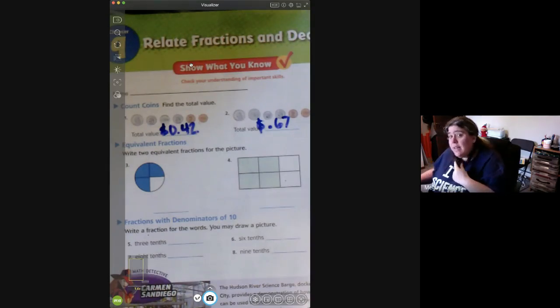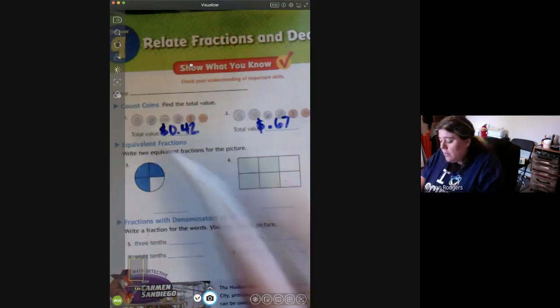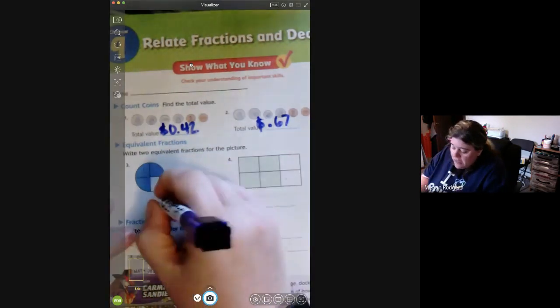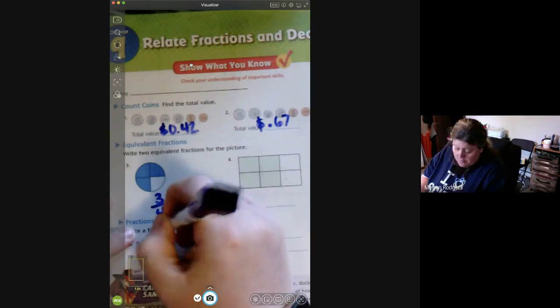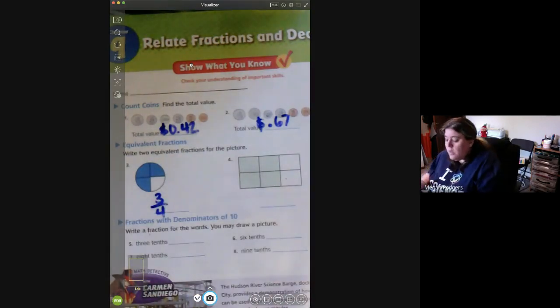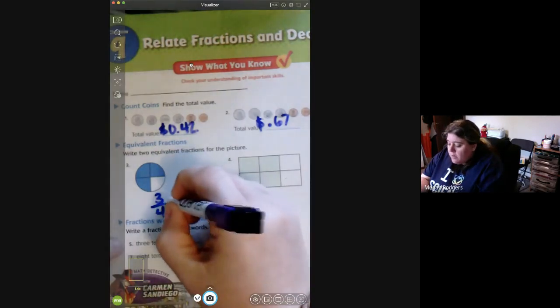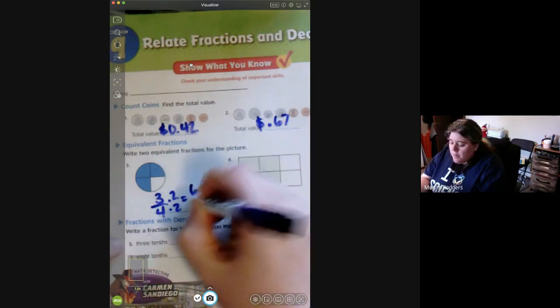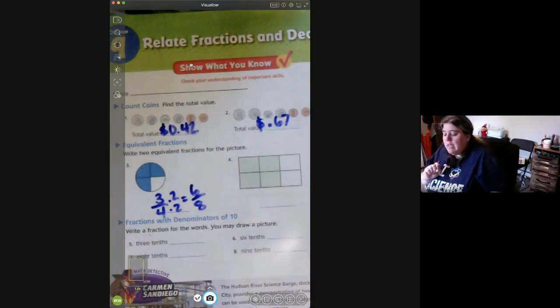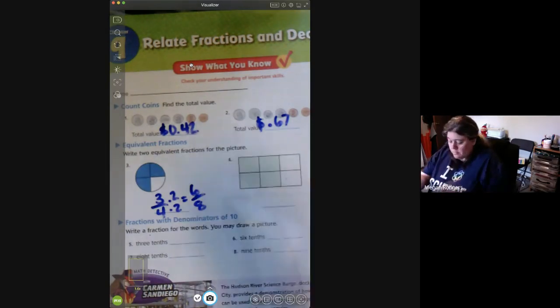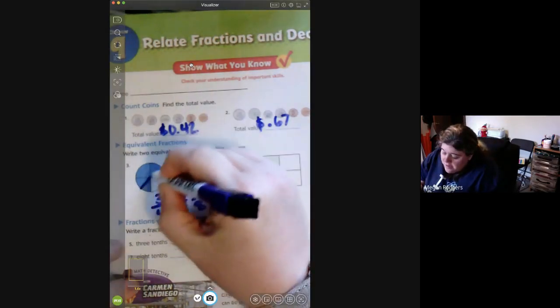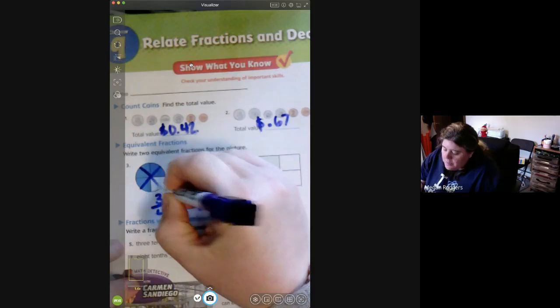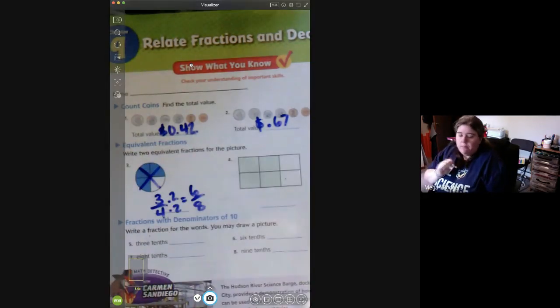Hopefully you caught that it asked for 2. So I'm just going to look at this. So offhand, I could see easily that that's 3/4. And one way I can make my equivalent fraction is to multiply both the top and the bottom by the same number. So I can also get 6/8, which would make sense because if I actually divided this into 8 pieces, I would still have 6 of them.